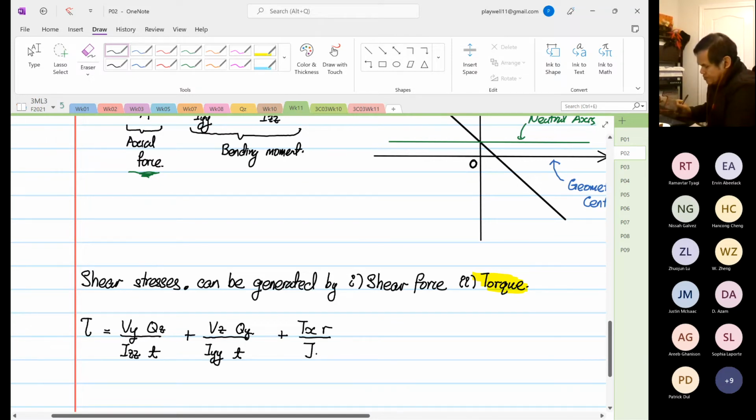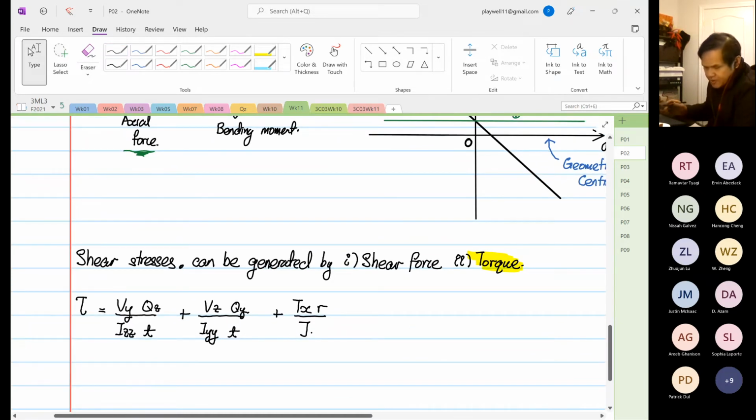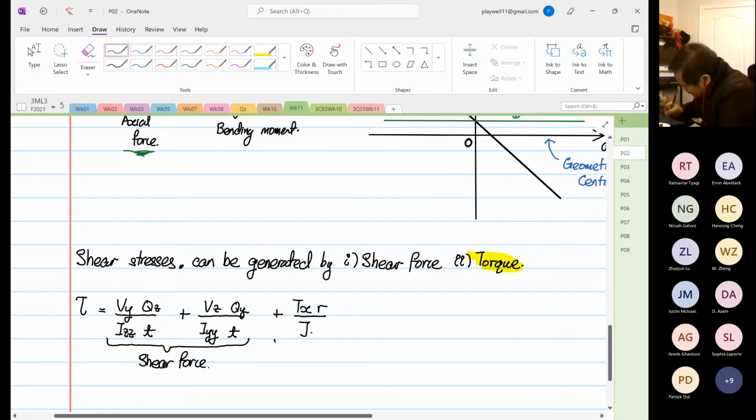Okay, so let me gather these terms first and explain what's going on. Okay, so this term over here, as you can see, is induced by the shear force. Okay, this term over here is induced by the torque or torsion.